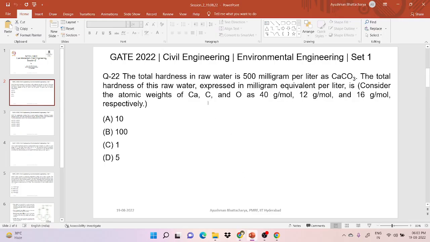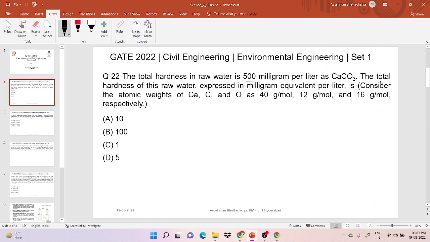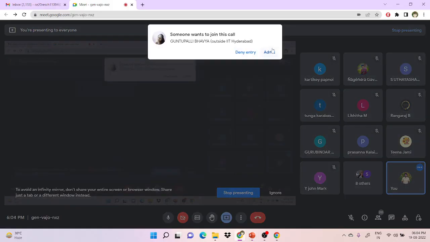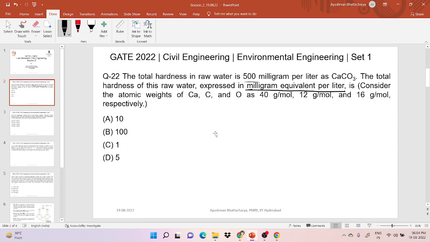So the first question says the total hardness in raw wastewater is 500 milligram per liter as CaCO3. The total hardness of this raw water expressed in milligram equivalent per liter is. So now we have to calculate in milligram equivalent per liter. In the previous class, I explained the formula of gram equivalent weight. Using those formulas, we are going to solve this question.